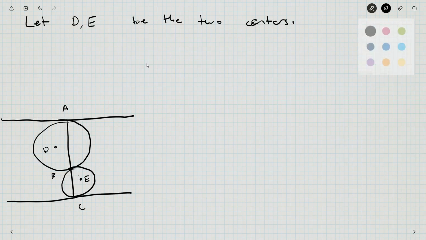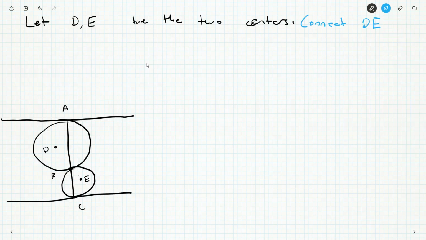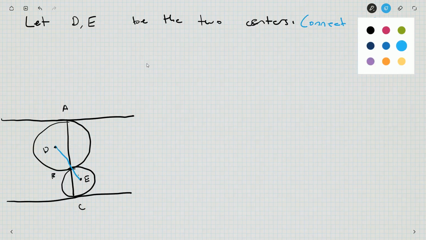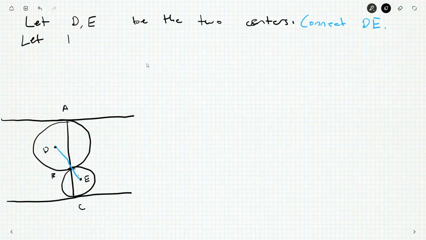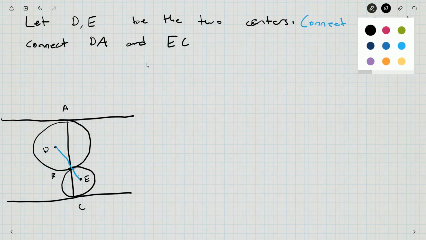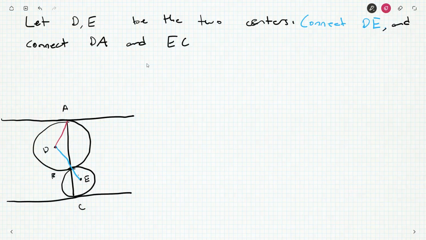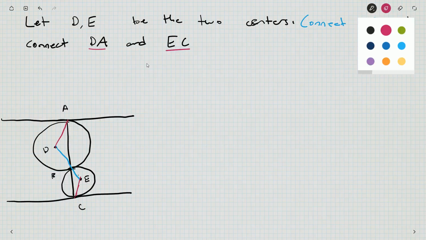Alright, so first thing first, connect DE. I'm color coding it in my proof right now. And then I might say something like let R and S be... we don't need to actually name the radii. Okay. And connect DA and EC. We'll make them red.